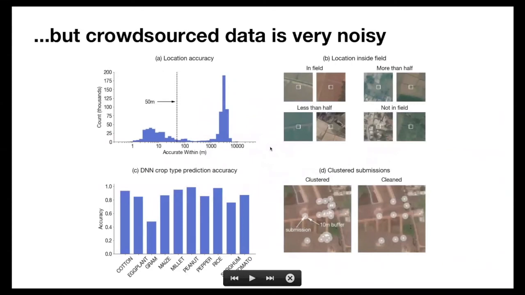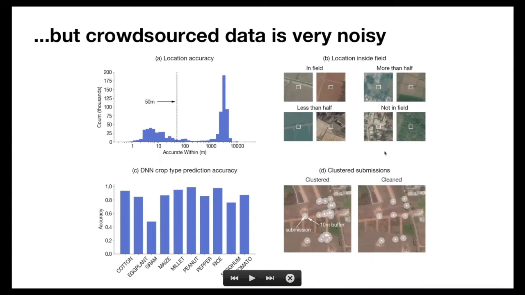But as I mentioned, crowdsourced data is really noisy. So here I've listed four main ways in which these submissions can be wrong. First, location accuracy on the Android platform is not perfect. There's a trade-off between how much it drains your battery and how accurate your GPS is. You can see this is a log axis on the x-axis. There's a huge peak around 3,000 meters accuracy. And these fields are already smallholder fields, so they're only about two hectares or less. So 3,000 meters away is something completely different.